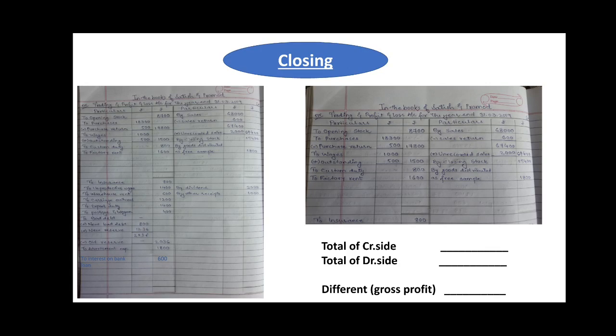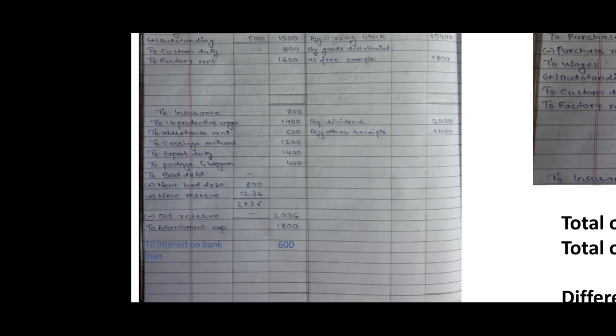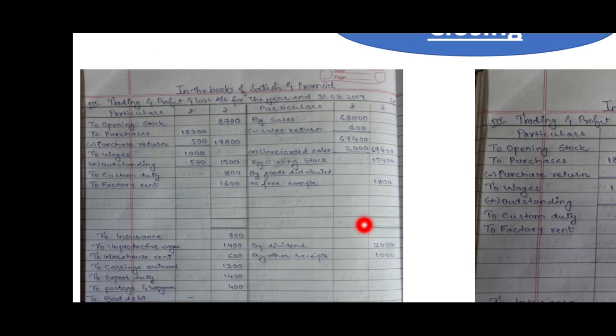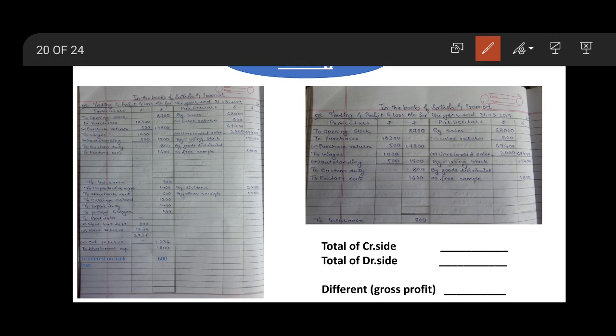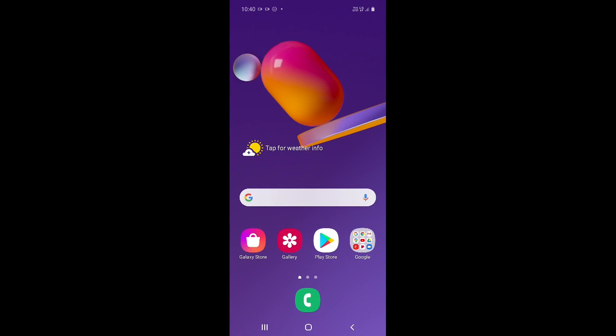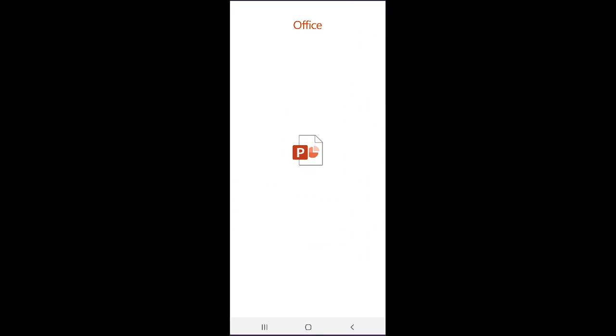Okay, now all the things are done. We'll go for the closings. We'll close the trading account first. Here, till here, we have to take the total of credit and debit balance. After taking the total, you will get the total of credit side as 86,600, and the total of debit side gets 30,400. Now the credit side is greater.